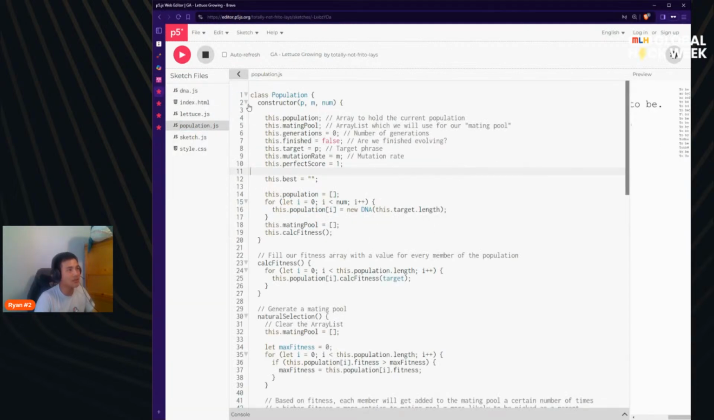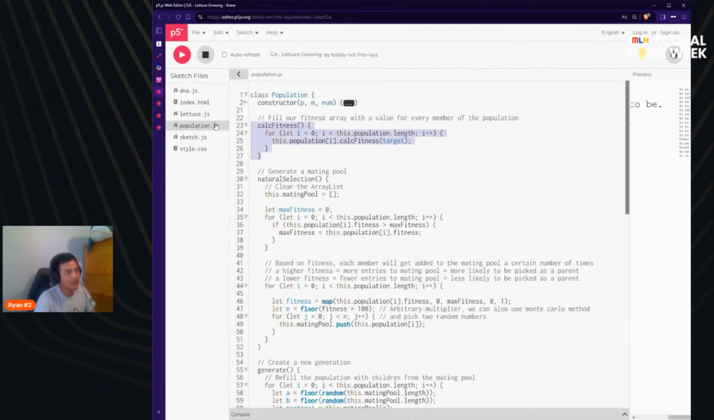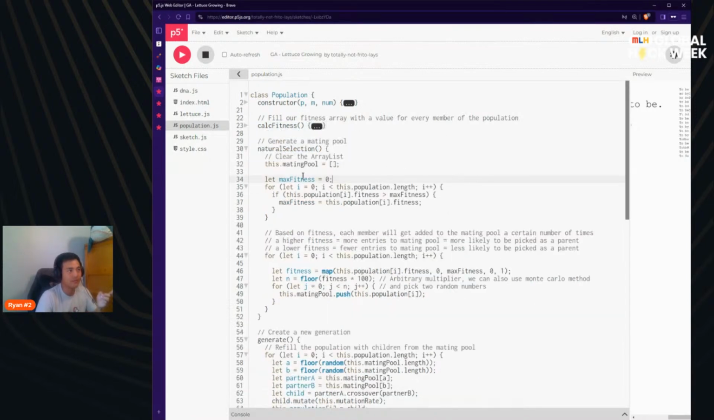Then if we were to take a look at the population and break this down, there's a lot going on here. So let's just start from the top. We've got this constructor, a bunch of variables, and I think the most important thing to pick up here is that the population generates a bunch of new DNA strings. Then we've got a fitness array. So it looks like it's going to score each of the strings and see how good of a fit they are. We've got natural selection. So this is basically going to say the ones that had a higher fitness are going to be more likely to reproduce, and the ones with the lower fitness are going to be less likely to reproduce.